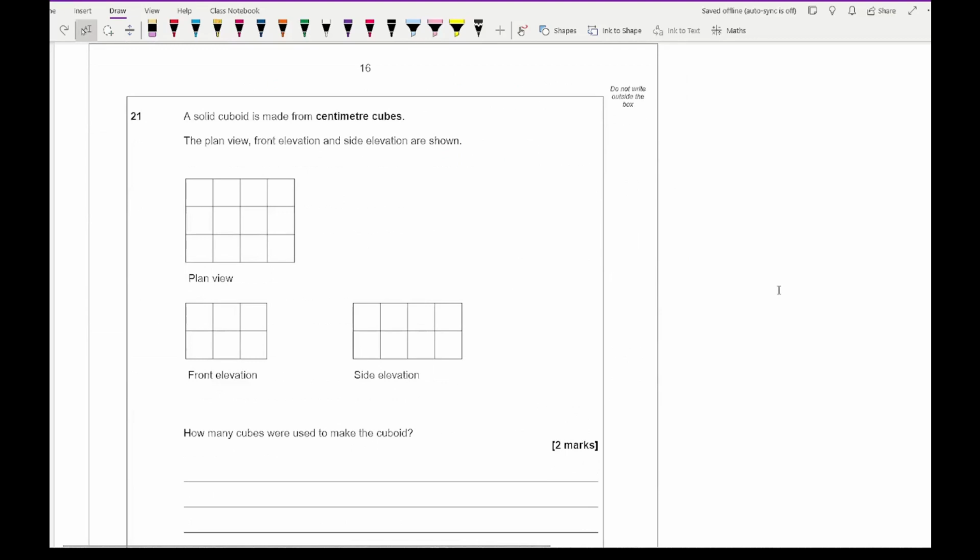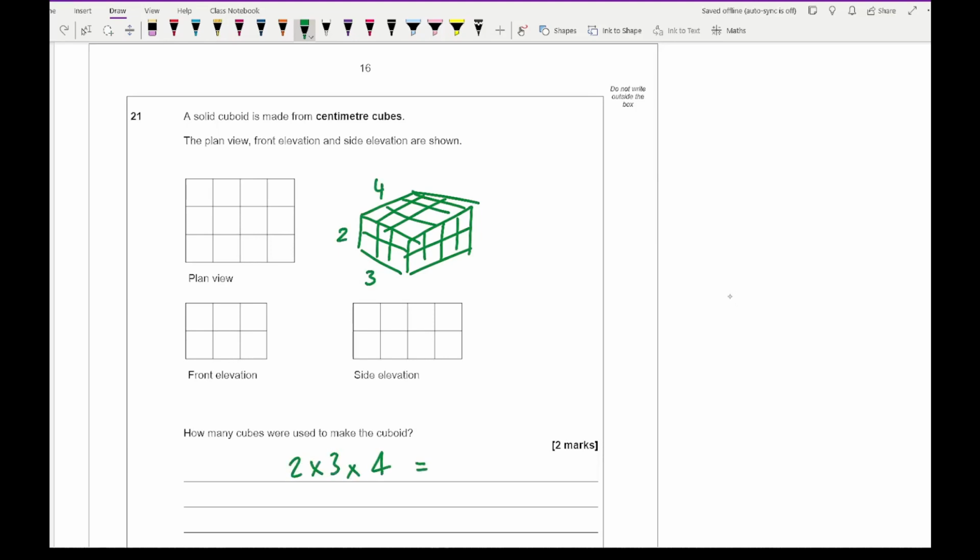Moving on to question 21, it says that a solid cuboid is made from centimetre cubes. The plan view, the front view, and side elevation are shown here. How many cubes are used to make the cuboid? So here, if we do a little sketch of what that should look like, there's our front view. Here is our side view, and the top view looks like that. It's probably a poor diagram, but basically we're doing 3 by 2 by 4. So it's going to be 2 times 3 times 4, and that gives me an answer of 24 cubes.